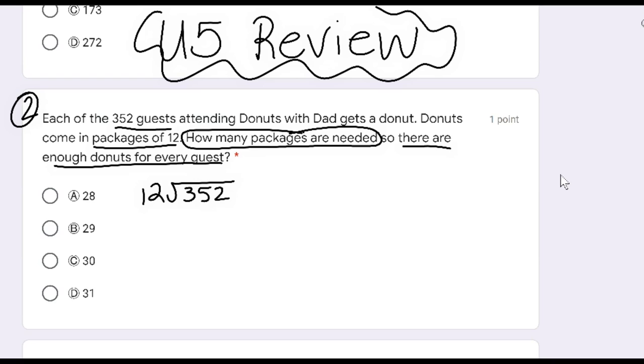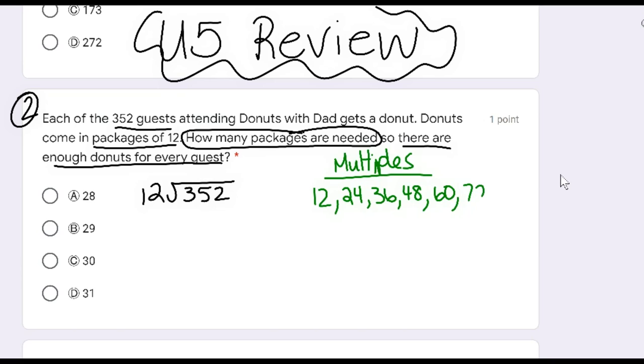Again, Mistress loves to get her multiples going, so let's get some multiples going. Multiples. And we're doing our 12s. We should be familiar with our 12s by now. So I have 12 times 1, that's obviously 12. If I double 12, that's 24. Add another 12 to that is 36. Add another 12, 48. Add another 12, that is 60. If I add one more 12, that's 72.